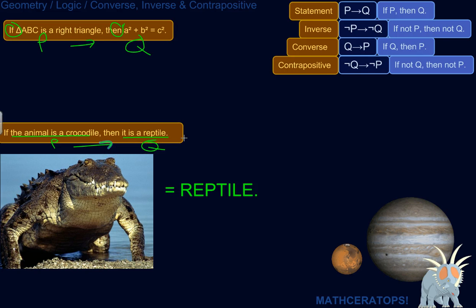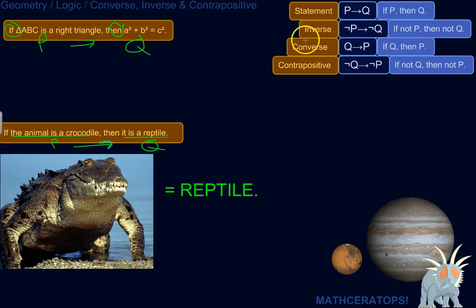Alright, the inverse of this statement is not true. A turtle is not a crocodile, but it is a reptile. So inverse, false. But it doesn't matter if the inverse or converse or contrapositive is true or false. What we're focusing on is the form of the statement. So the inverse of if the animal is a crocodile, then it is a reptile, would be if the animal is not a crocodile, then it is not a reptile.